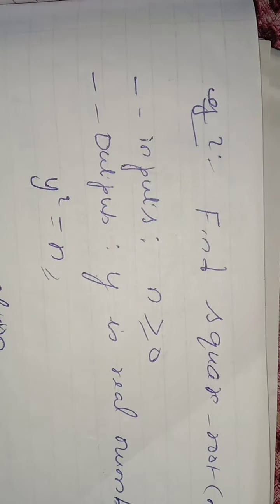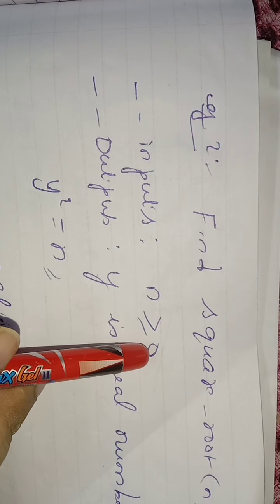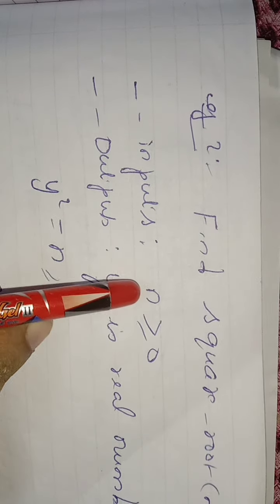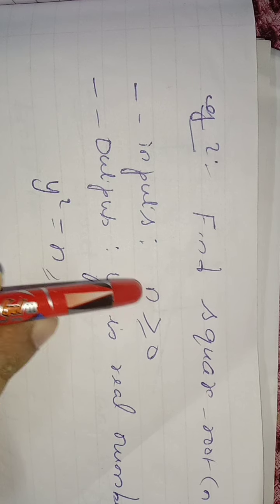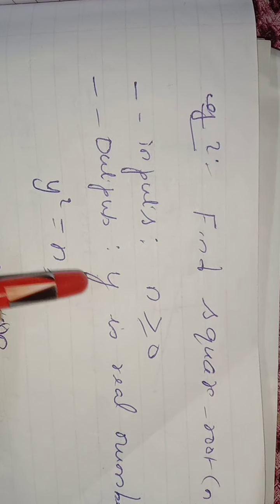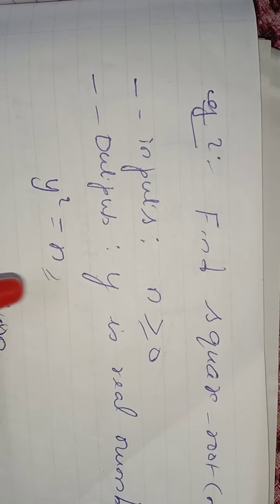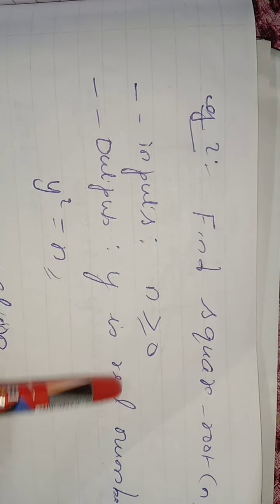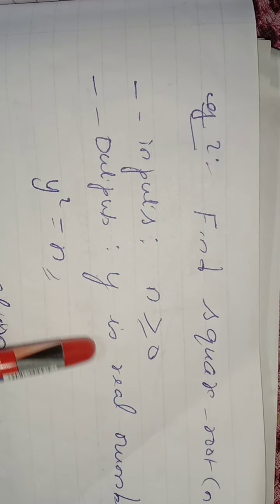Example 2. Find the square root. How to find the square root? Input n is greater than output. I want the square root of n. So I will compute, I won't compute the square root of n directly. I will compute y such that y squared is equal to n. That is the output now. If y is root n, that's what you are computing.